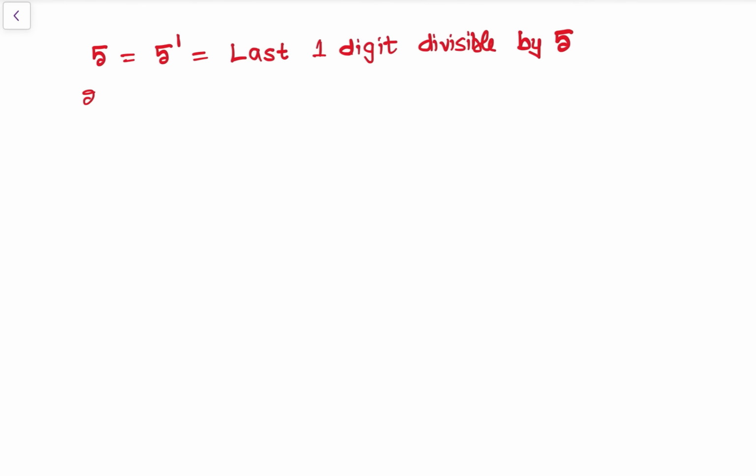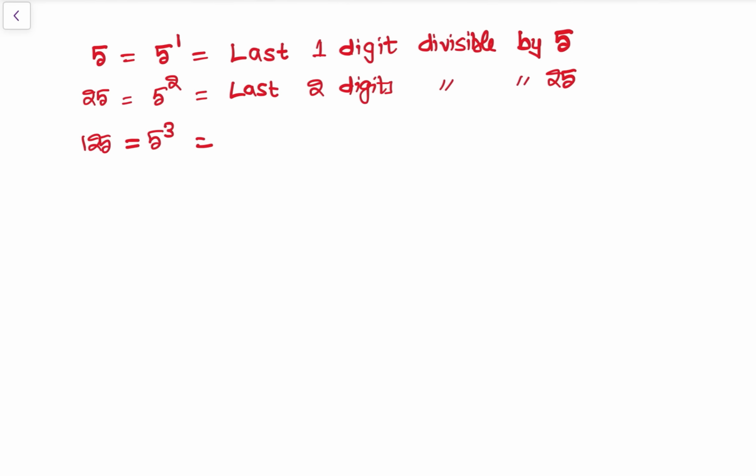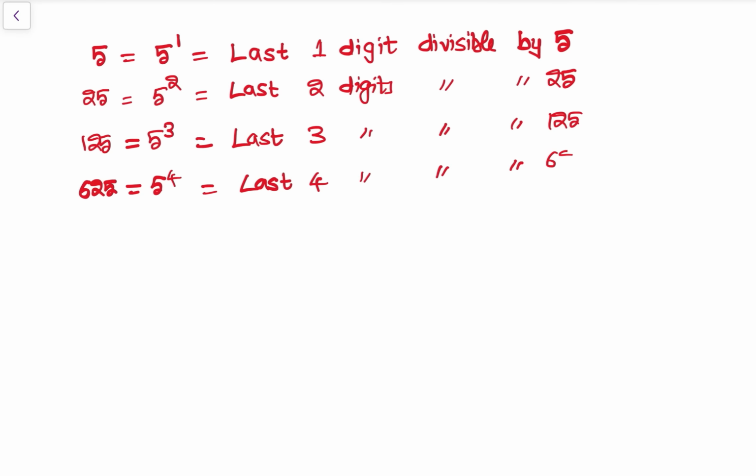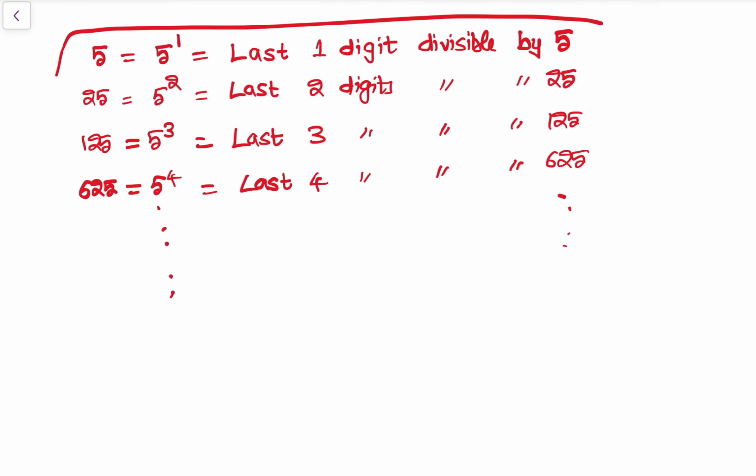Then 25 which is 5 square, that is last two digits divisible by 25. Then 5 cube which is 125 is what? Last three digits divisible by 125. Then 5 to the power 4, that is 625 is what? Last four digits divisible by 625. So on. So here also we got a pattern.